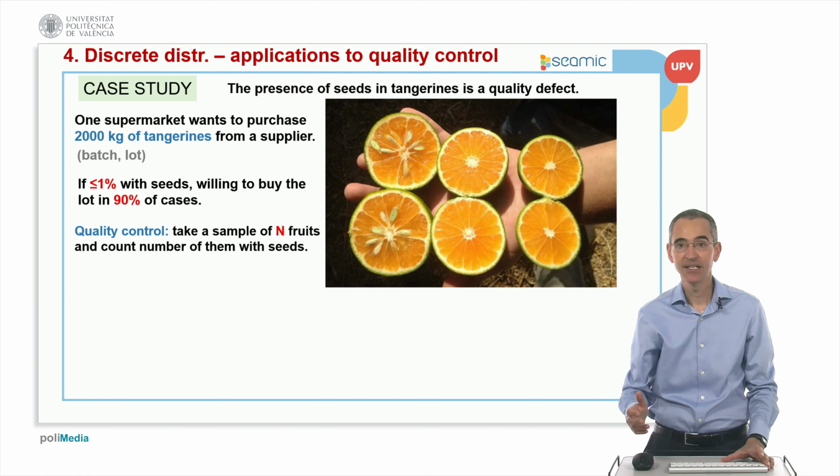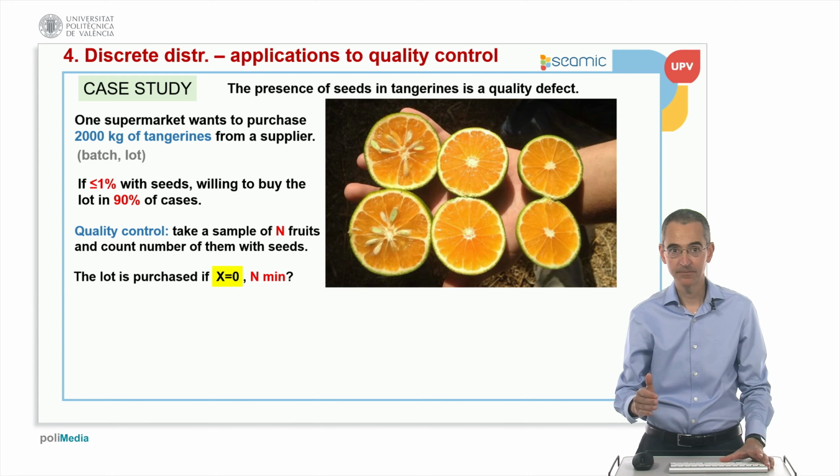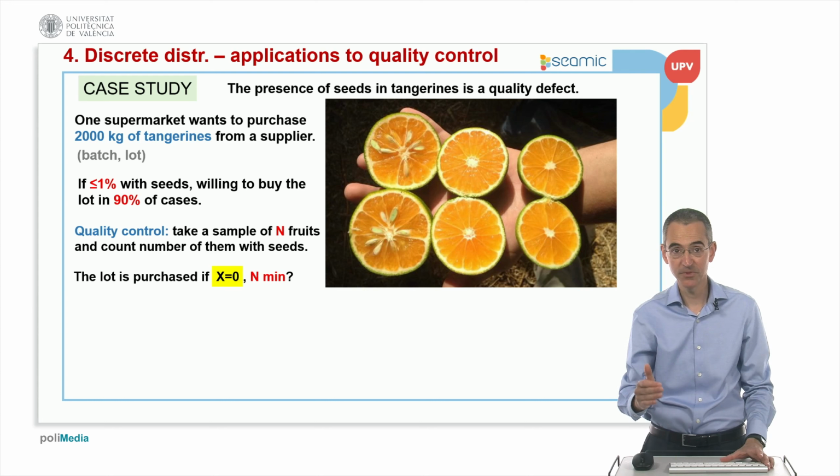Then the quality control is to take a sample of n fruits and count, in those n fruits, the number of tangerines that contain seeds. Then let's imagine that we put a criterion that the lot is purchased if the variable x is equal to 0. It means that none of the tangerines contain seeds. What we want to compute is the minimum value of n, so the minimum sample size.